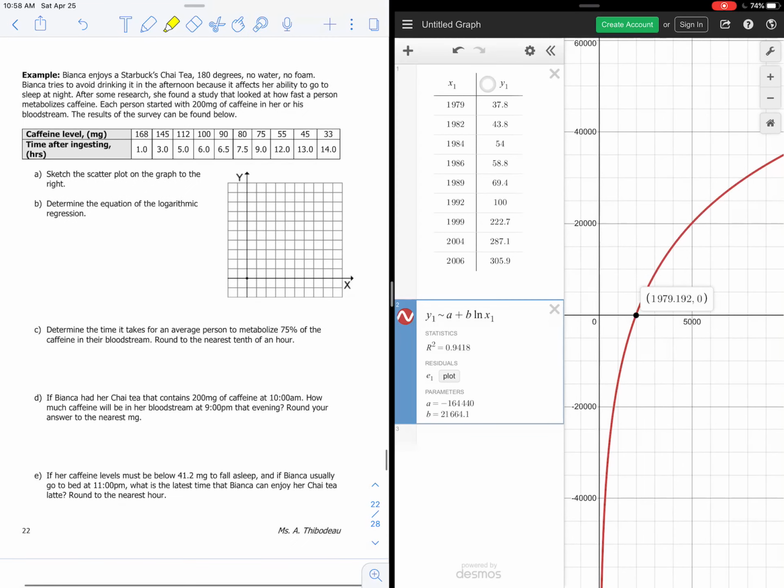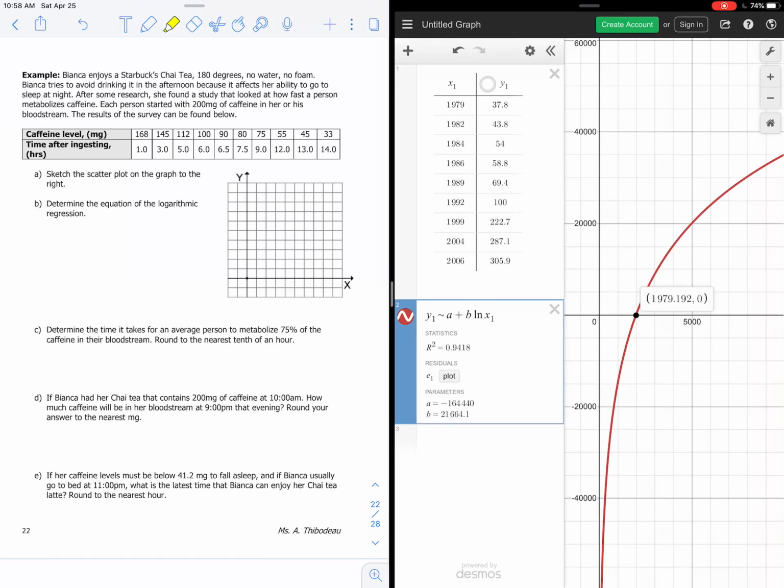All right. We have one more question here, and we have Bianca, and she enjoys a Starbucks chai tea. It's 180 degrees with no water, no foam. Very specific. Bianca tries to avoid drinking it in the afternoon because it affects her ability to go to sleep at night. After some research, she found a study that looked at how fast a person metabolizes caffeine. Each person started with 200 milligrams of caffeine in her or his bloodstream. The results of the survey can be found below. So we have caffeine levels in milligrams, right, if they start at 200, continuing on, and the time after ingesting, so the hours in which that continues on.